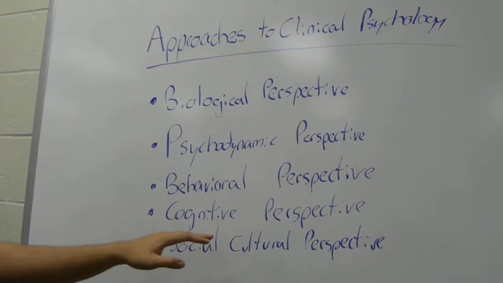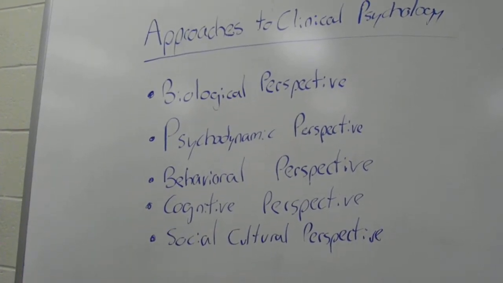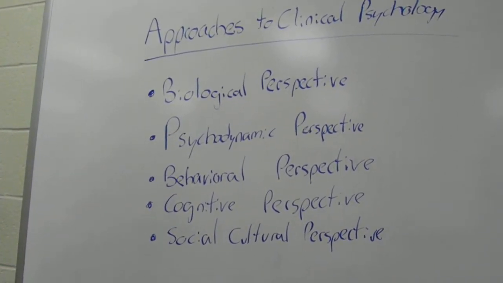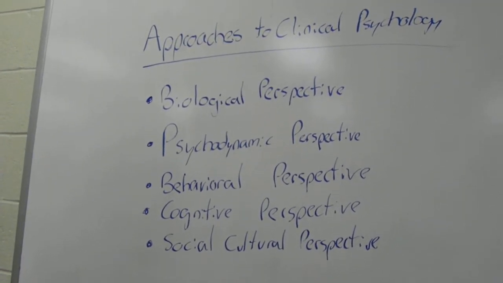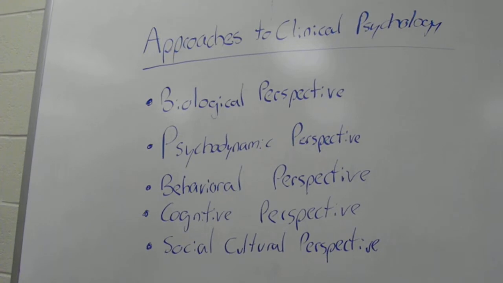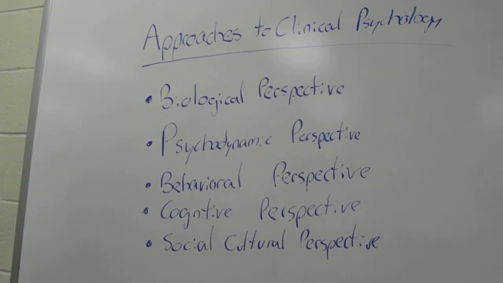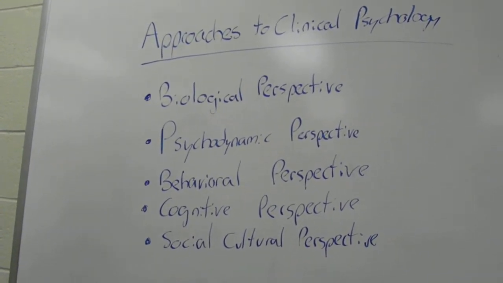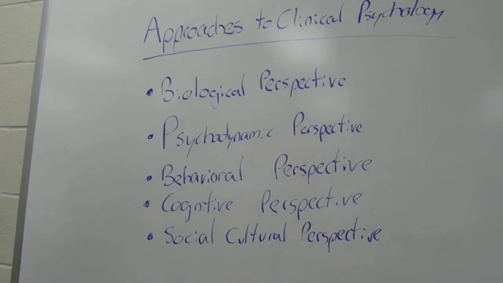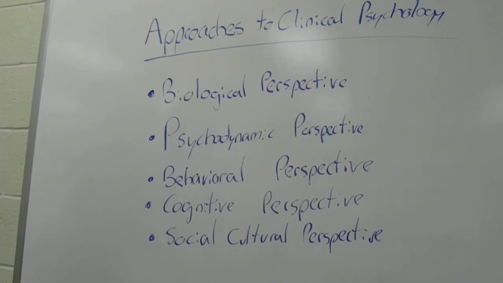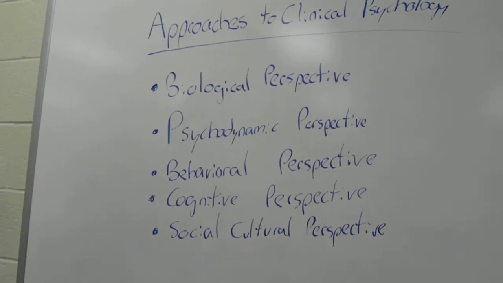You can also have the cognitive perspective, which is, does this person fully realize the integrity of what it is they're doing, of what harm they're doing to their body, or why this is a bad habit? The person may not be aware of that, and by further educating them, maybe it would be a way to relieve the issue. And finally, I have the social cultural perspective.